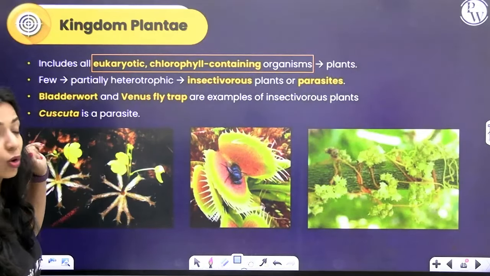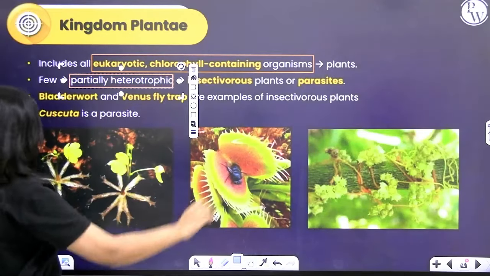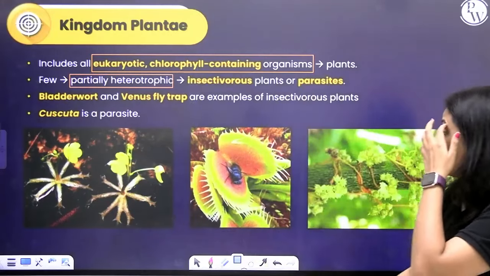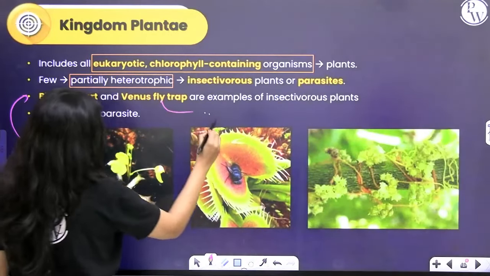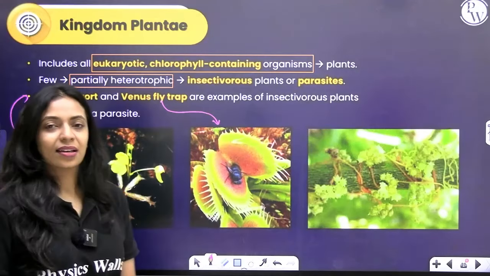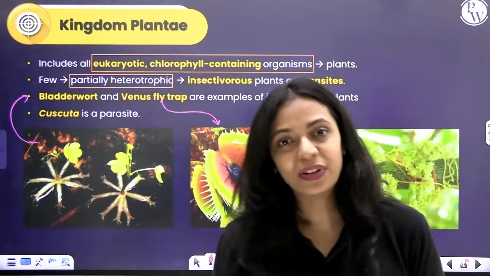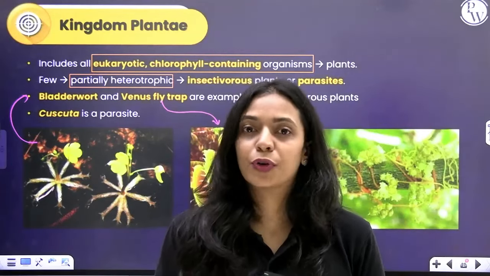Some of them are called partial heterotrophs. Examples for that are these insectivorous plants. These two are insectivorous plants. Okay, so this is called bladderwort. This is called Venus flytrap. Basically, they are called partial or semi-heterotrophs because they have leaves like normal other plants. They are capable of photosynthesis.